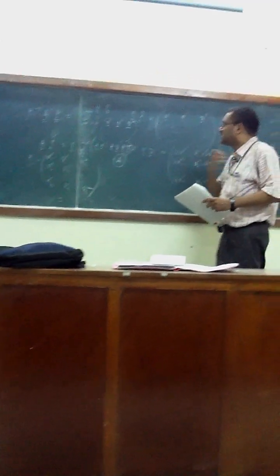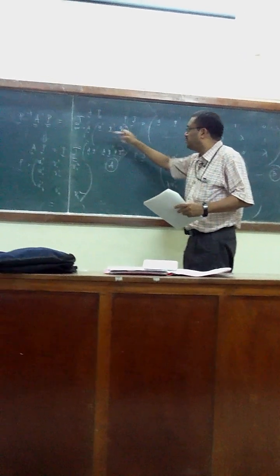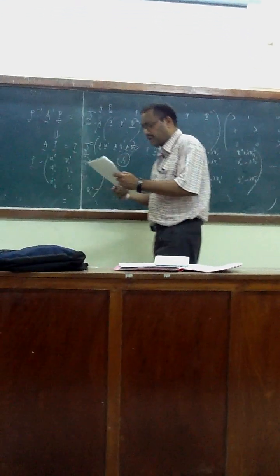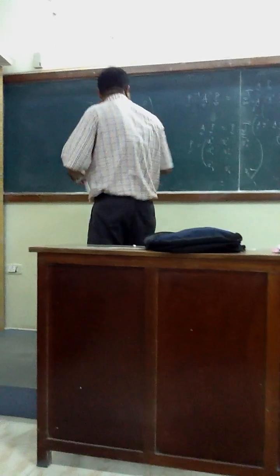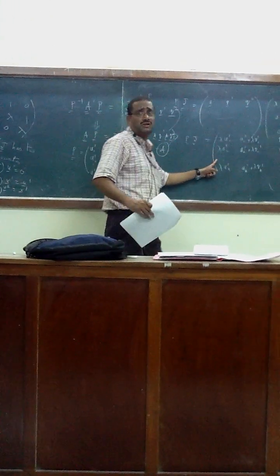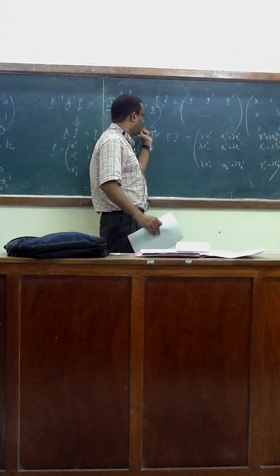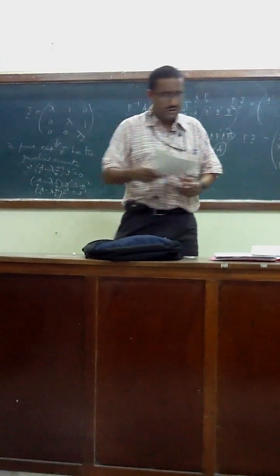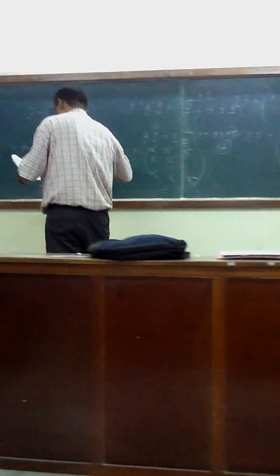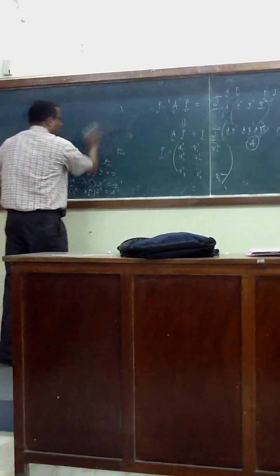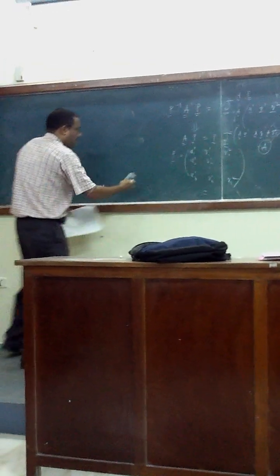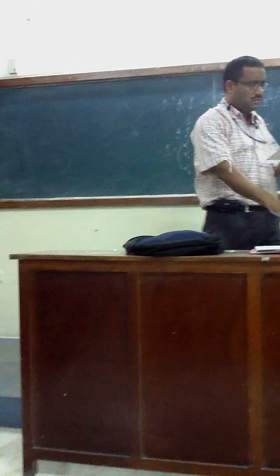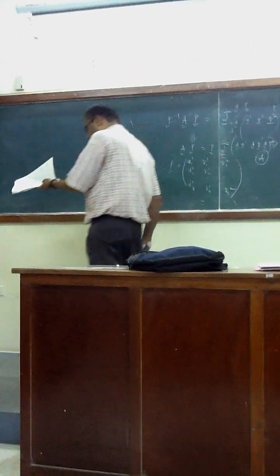Now these two matrices are equal. Then what actually happens? The first column has to be equal to the first column, the second column to the second column, and the third column to the third column. So what do you get? Comparing A and B.